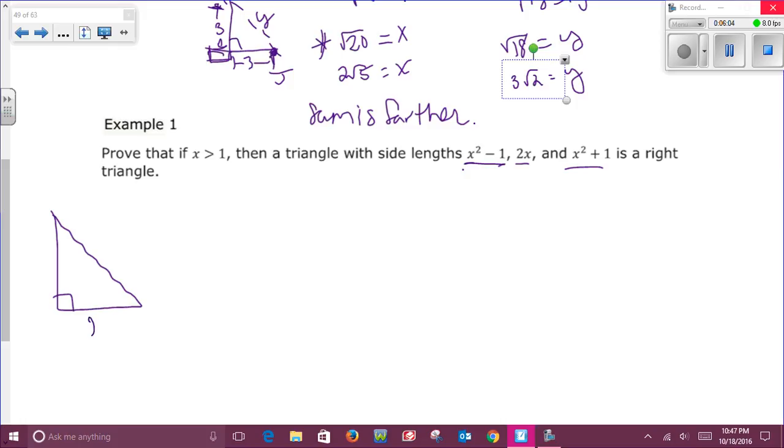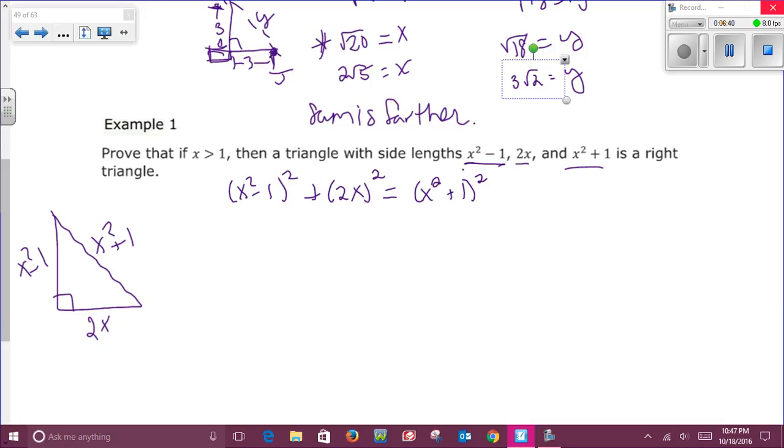So to label, one side can be 2x, this side would be x squared minus 1, and my hypotenuse has to be x squared plus 1. And when we have a right triangle, we use the Pythagorean theorem. So I have x squared minus 1, the quantity squared, plus 2x, the quantity squared, equals x squared plus 1, the quantity squared.